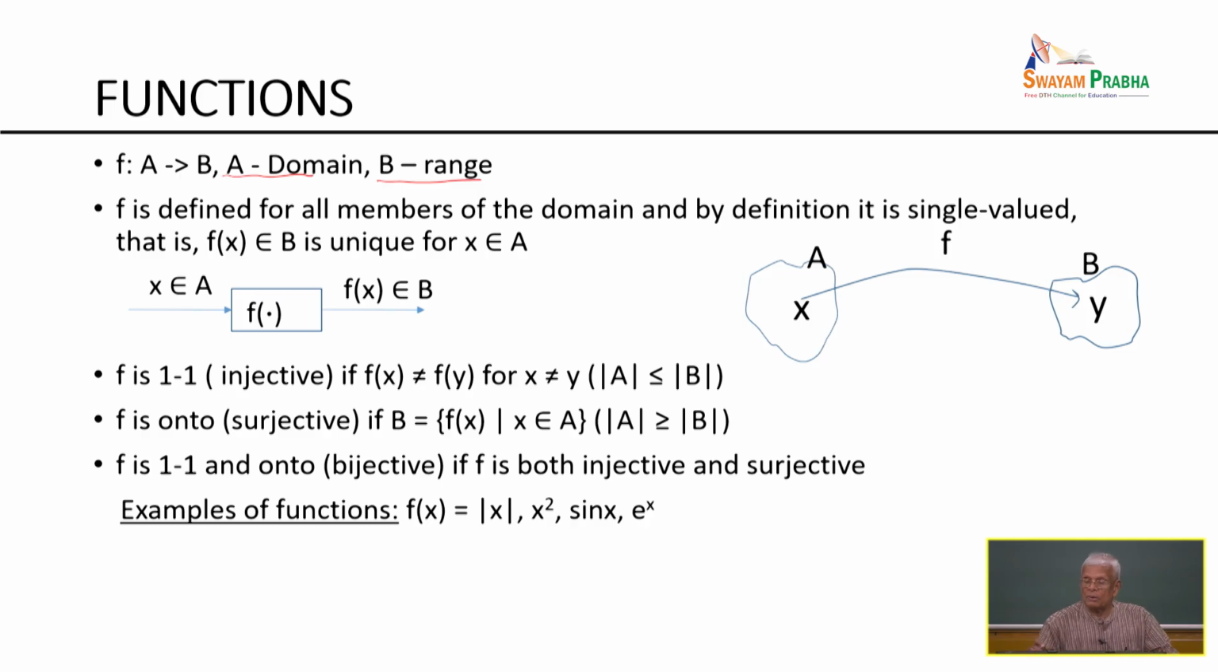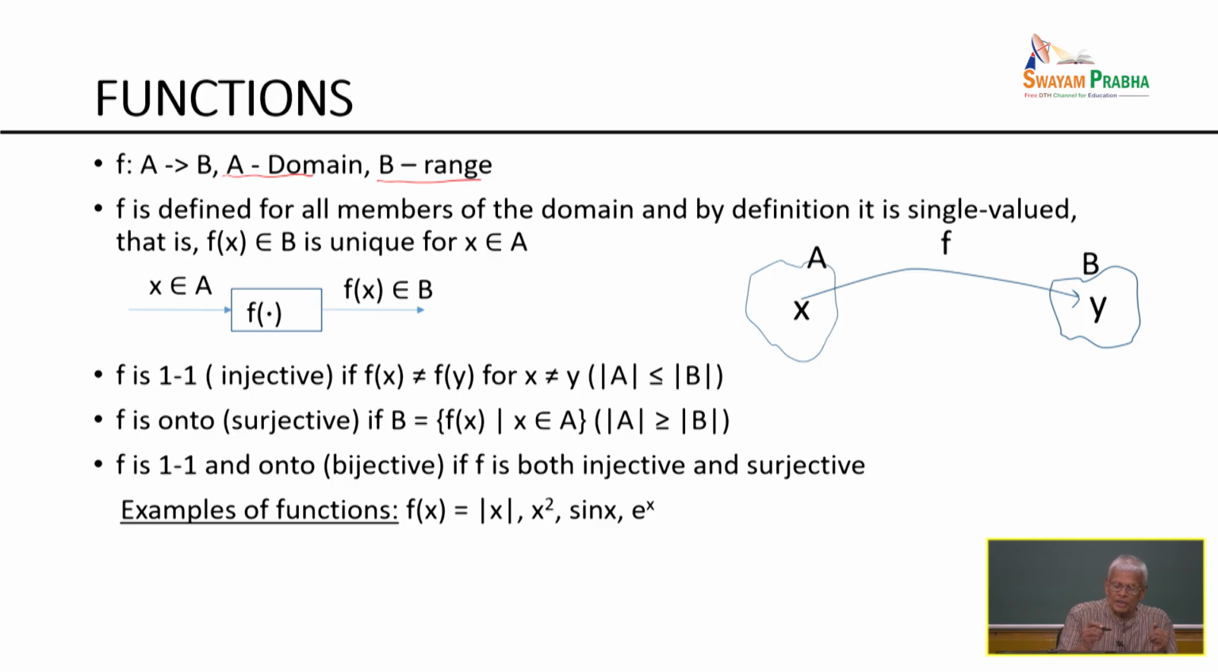So look at the picture now. A is the domain, B is the range, x is a point in A, y is associated with x by the function. This association has to be specified for every point in A, and this association has to be such that for every x there is a unique y. So these are the two basic restrictions. All the members of the domain must be covered and it must be single valued. That is a function, that's the class of function we are going to be dealing with.